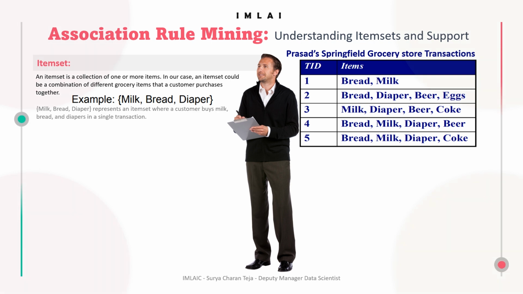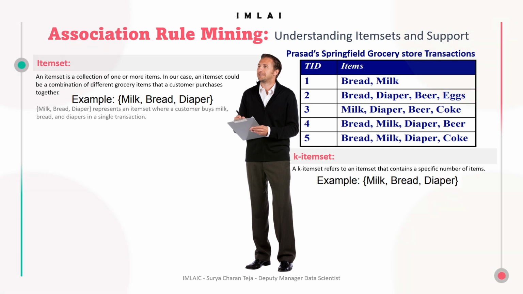So next, what we have is K item set. A K item set refers to an item set that contains a specific number of items. For instance, if we consider an item set with 3 items like milk, bread, diaper, it's a 3 item set.